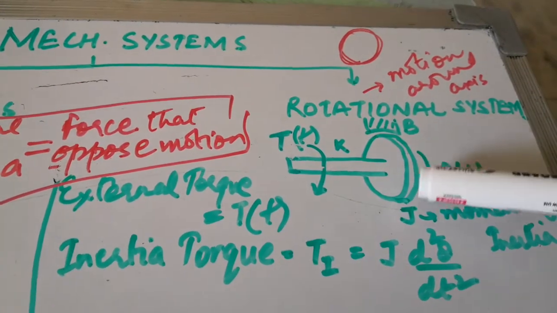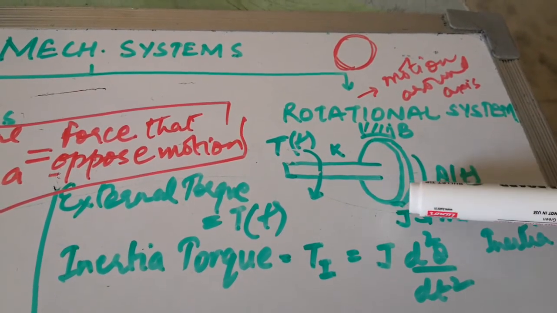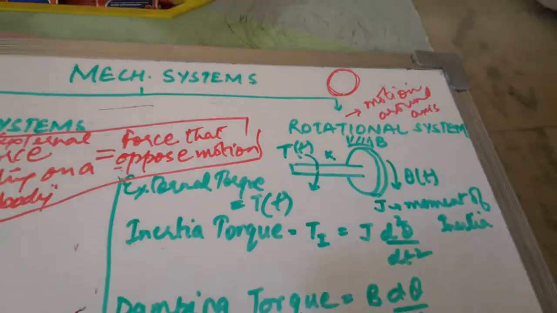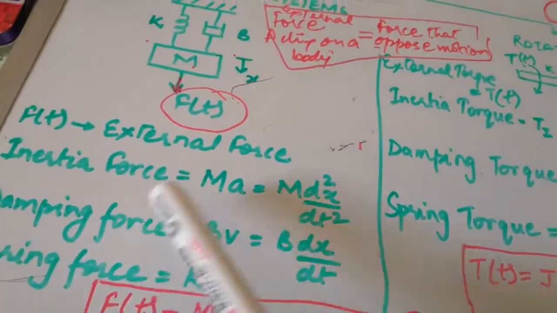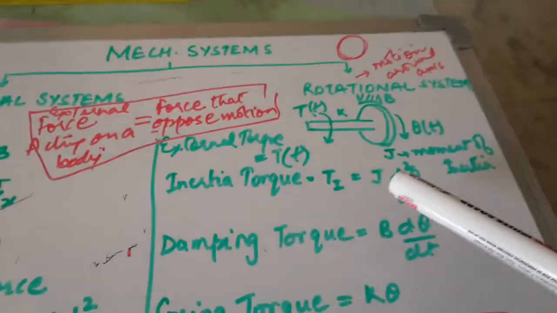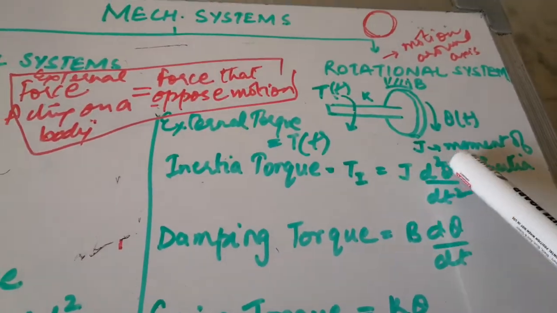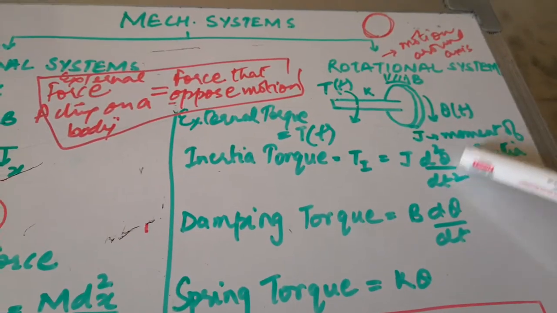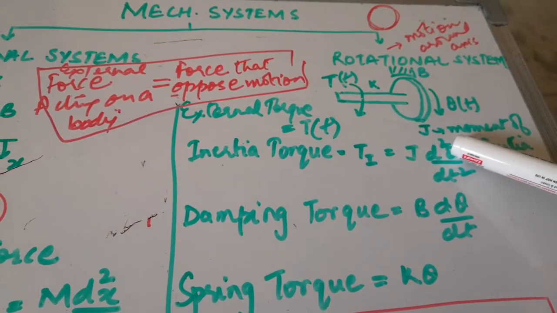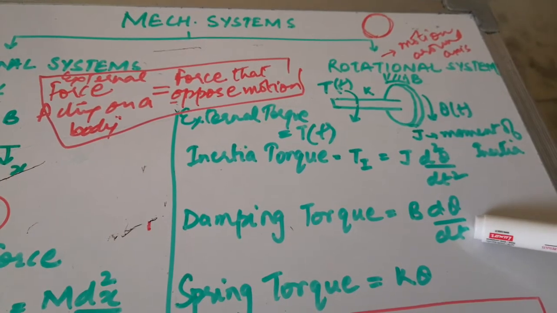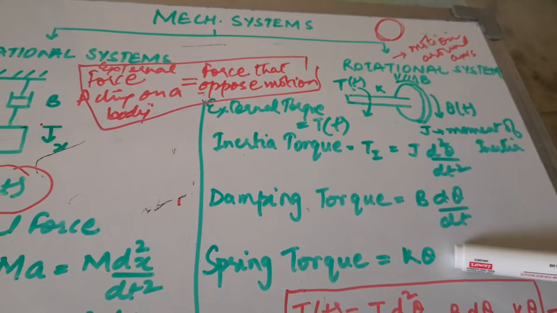This is the shaft, this is J, the moment of inertia of the body. That M is replaced by J here. Similarly, your inertia force is replaced by the inertia torque, the damping force by the damping torque, and the spring force by the spring torque. Here it was displacement and here it will be angular displacement. So your inertia torque is equal to J d square theta by dt square. The damping torque will be equal to B d theta by dt, and the spring torque will be K theta.